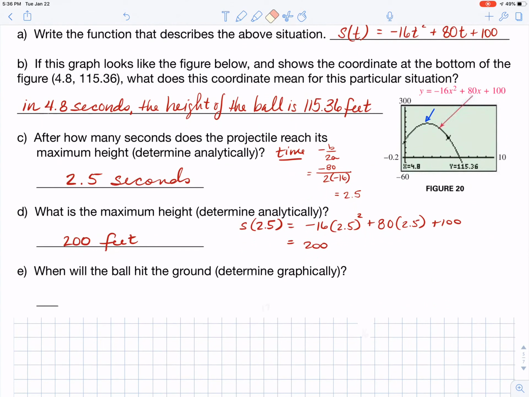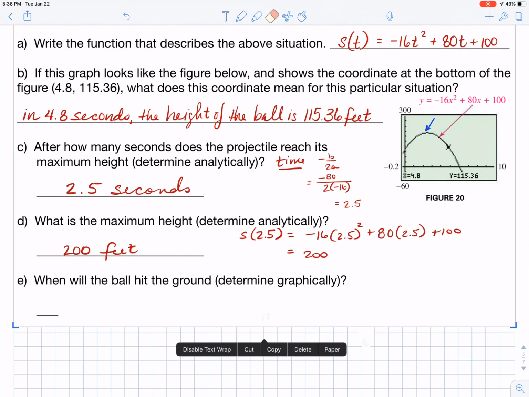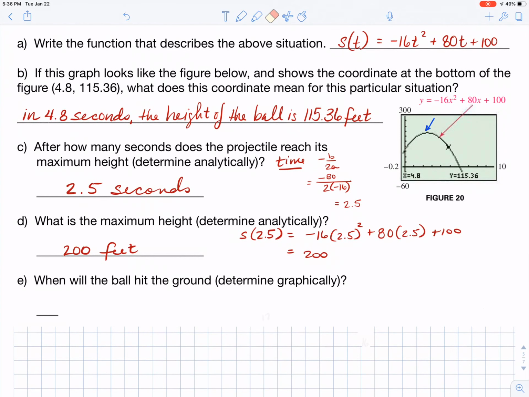Then part E says, when will the ball hit the ground? When? Again, I'm looking for an answer of time. And my directions say that I should determine this graphically. So I want you to pause the video and go to your graphing calculator and type in this equation. Now, instead of s's and t's, you're still going to be using x's and y's. So you want to go to your Y equals and enter this into your Y equals screen.